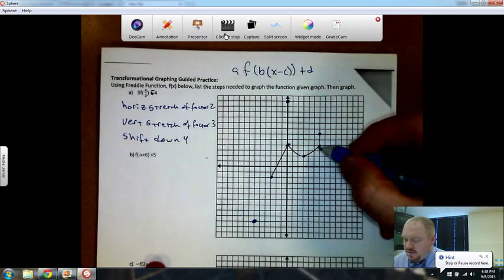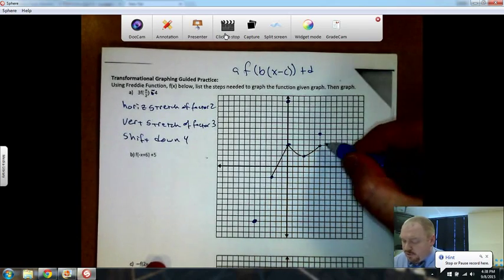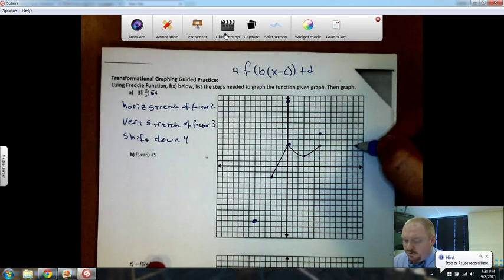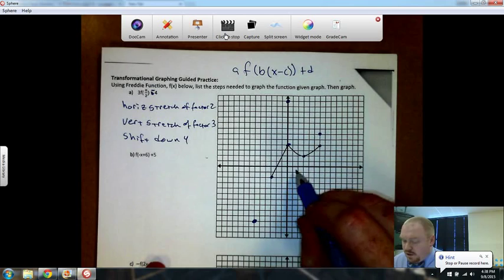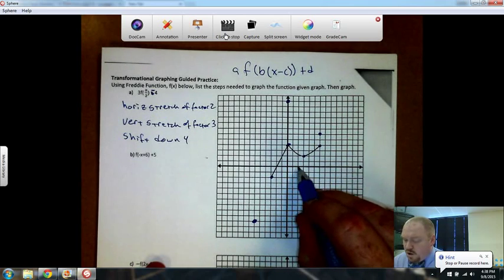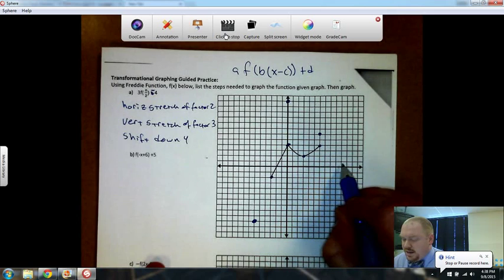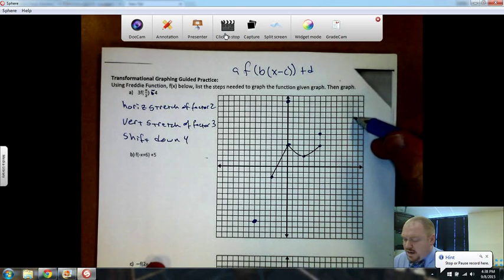And now the last point. This is 6 over. 6 times 2 is 12. So 6, 7, 8, 9, 10, 11, 12. Vertical stretch of 3. 1, 2, 3, 4. So that's 12. So it's going to be a 12, 12. 1, 2, 3, up to 12.